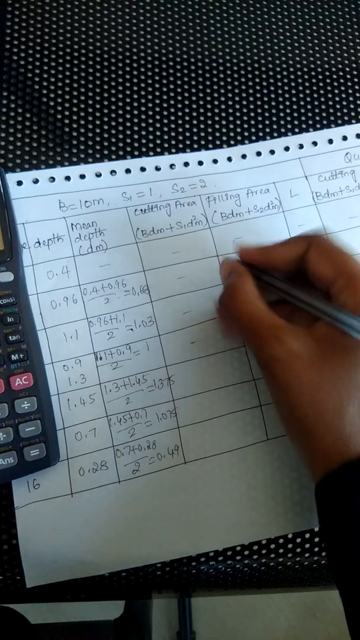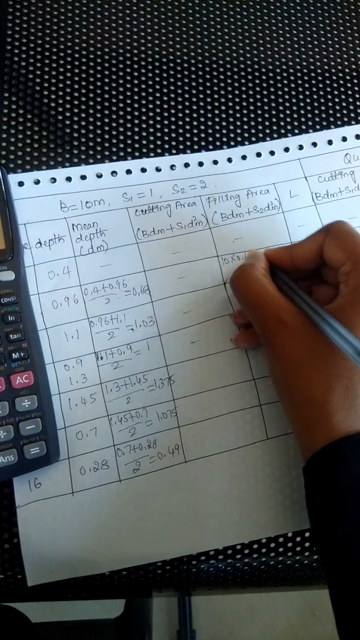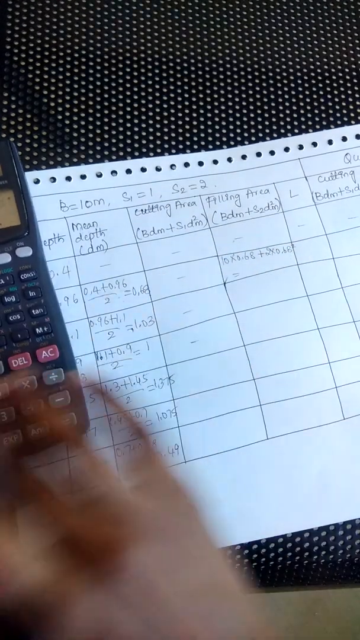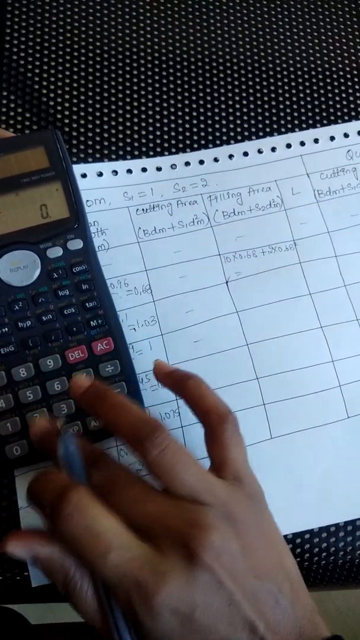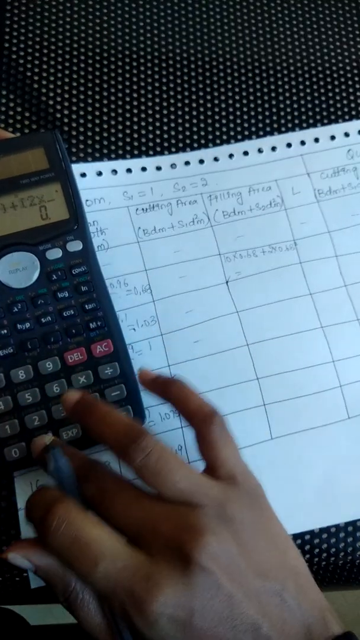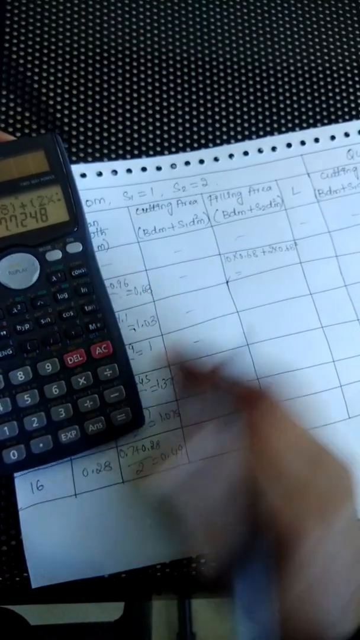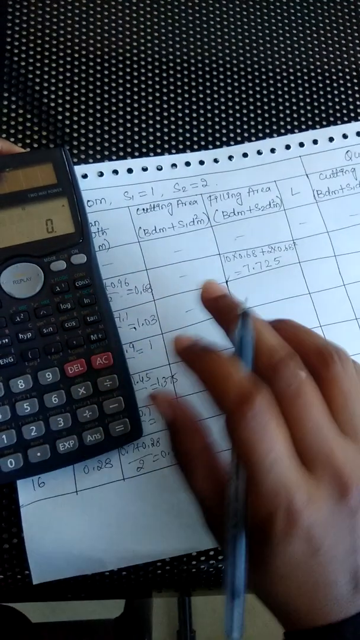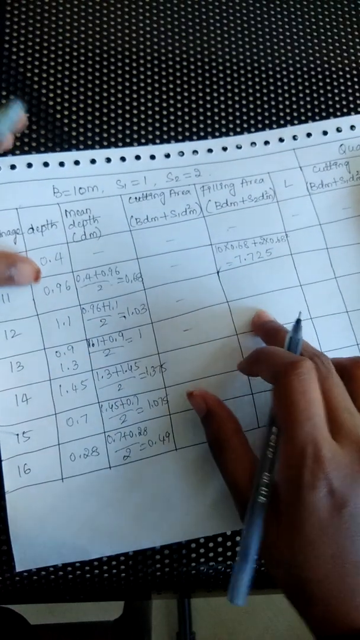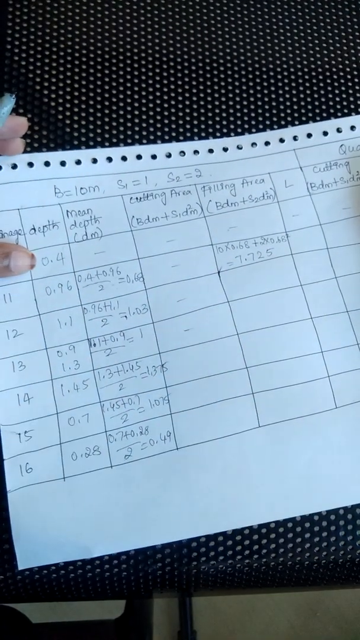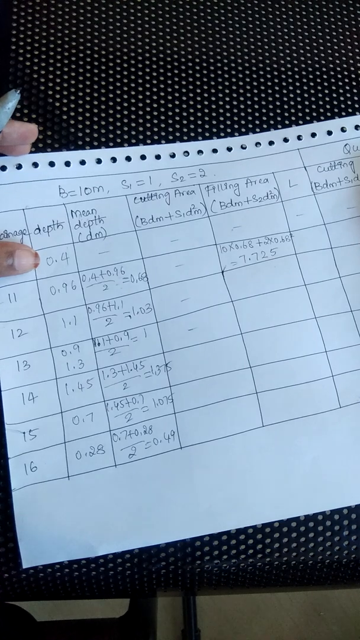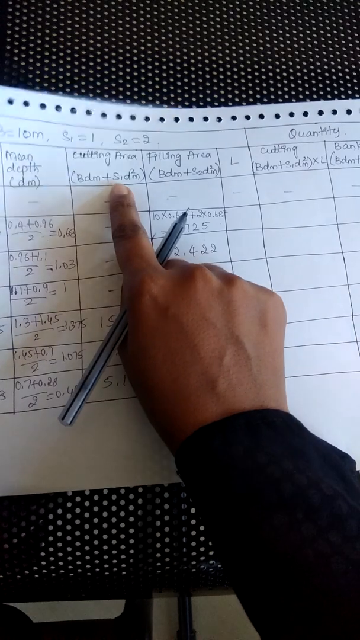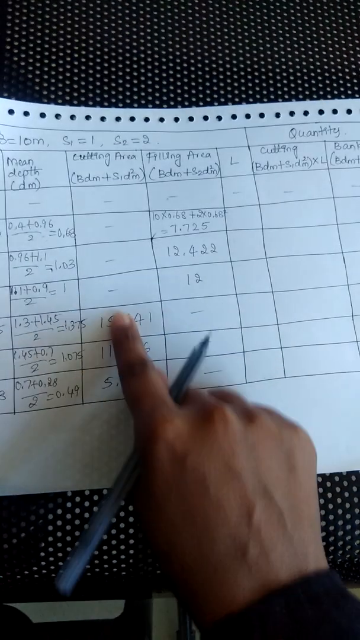So let us do this. 10 into 0.68 plus 2 into 0.68 square. Let us calculate this. This gives you 7.7248. I am rounding that value to 7.725. Likewise you find out the area of filling and area of cutting as you had done in the last problem. See, I have found all the areas. For cutting area, I took the value of S1 as 1 and I have found the cutting area too.